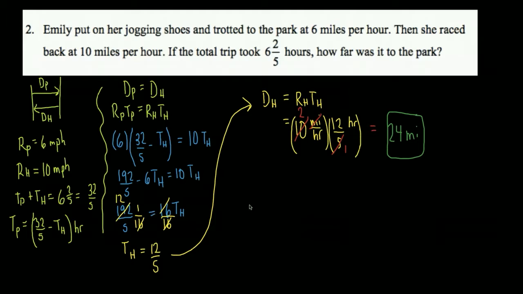Now once I solved for th, I just plugged it into dh equals rh times th, so the distance home equals rate home times time home. And if you want to write the units, you can see the units cancel. Miles doesn't cancel. Hours cancels, and so you end up with 24 miles. All right, let's do one more example.